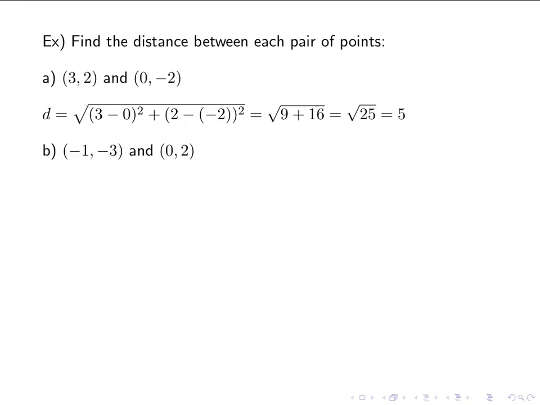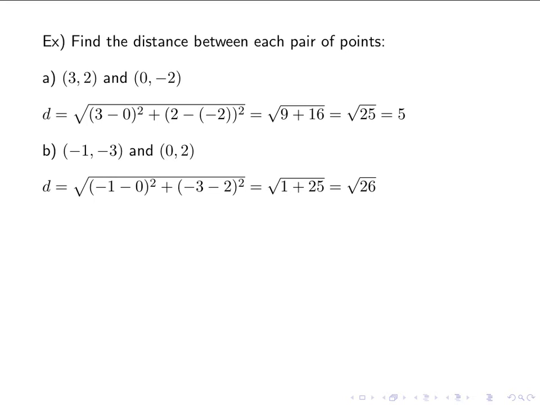Let's try another one. So let's find the distance between -1, -3, and 0, 2. So now I'm going to plug them into the formula. Just make sure your x's are in the same thing and your y's are in the same thing, and that you're subtracting one of them. So -1 minus 0, -3 minus 2. -1 minus 0 is -1. -1 squared is +1. -3 minus 2 is -5. -5 squared is 25. So I have the square root of 1 plus 25, which is the square root of 26, which is not a perfect square.